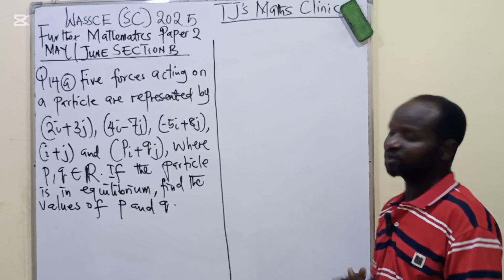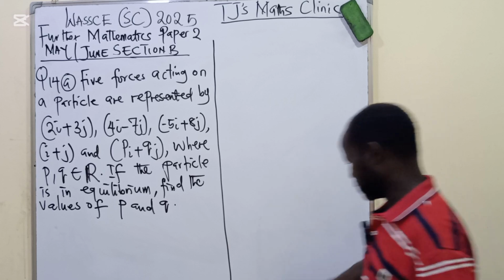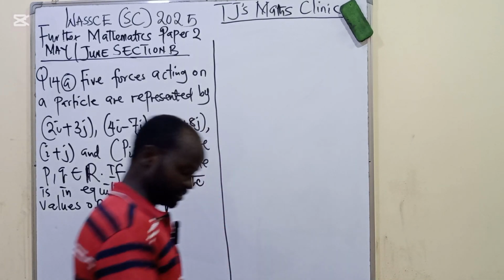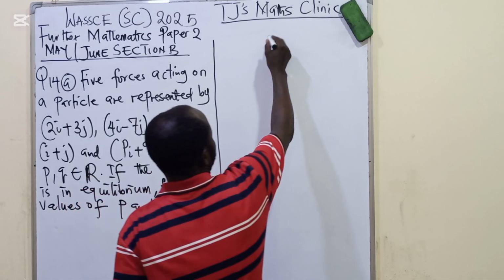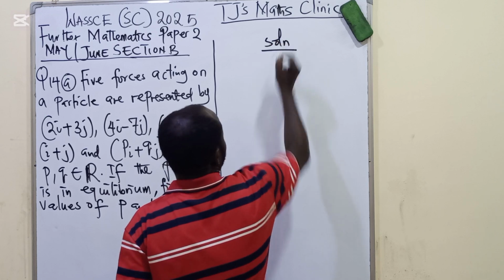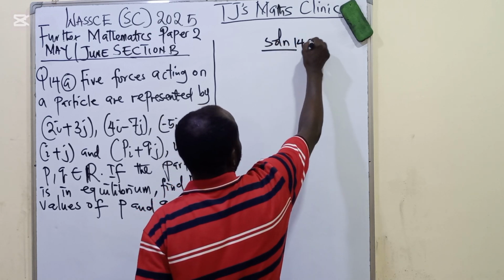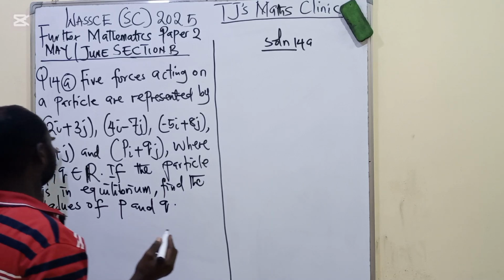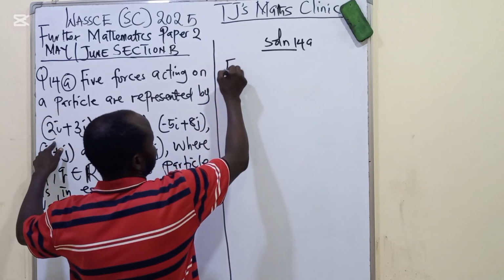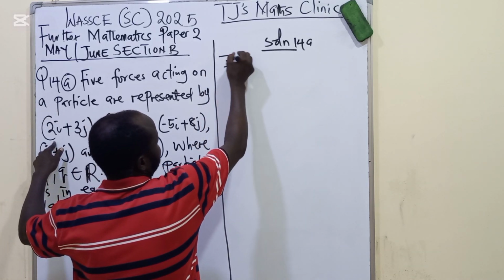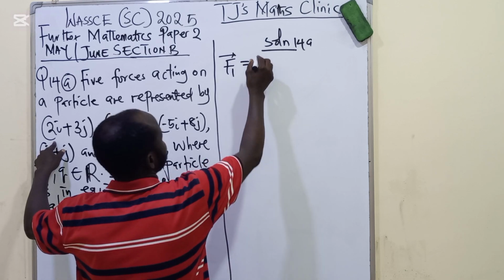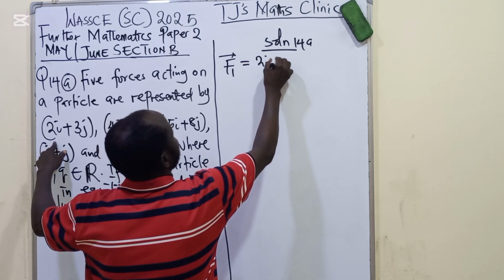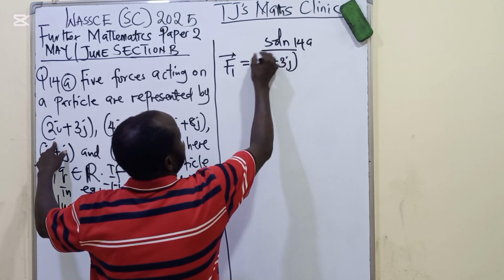Of course, this is under vectors. Let's look at how we can handle this question. Let's write down the solution. The solution now to 14a. We have 5 forces. First force, let me represent it as F1. Force 1 is a vector which is 2i plus 3j.